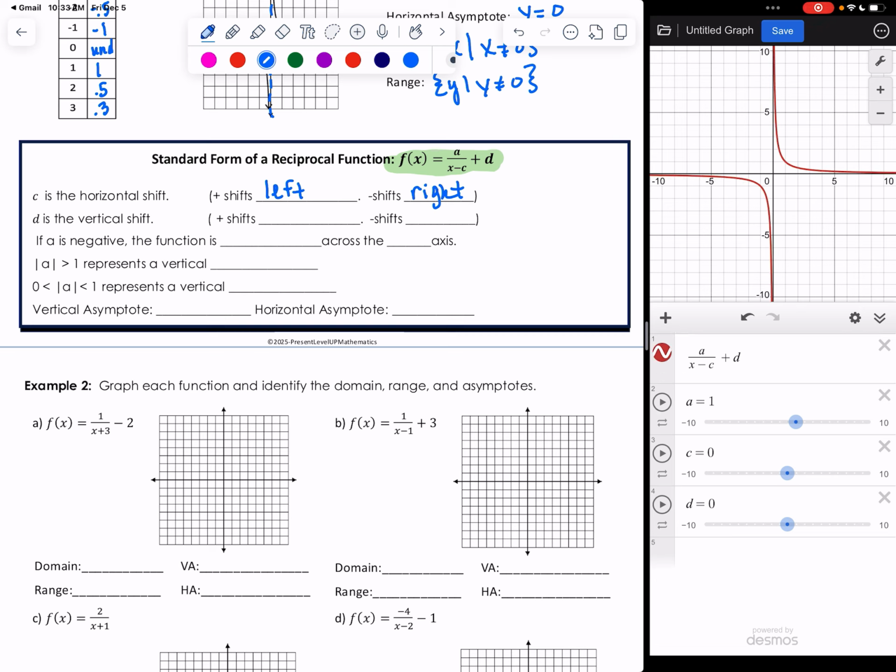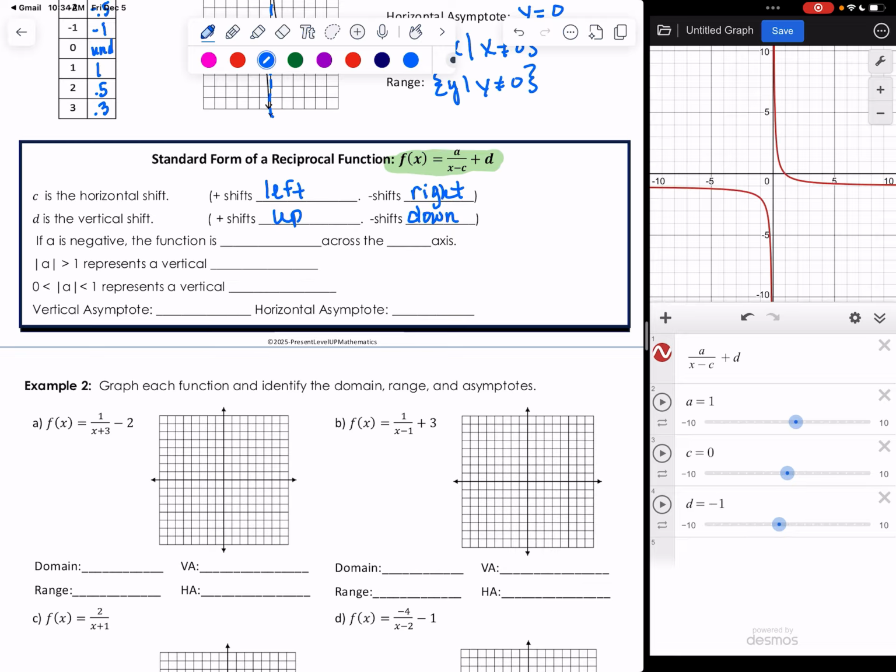Okay. Now, let's look at some vertical shifts. So d is the vertical shift. A plus would move the graph up, and a minus would shift the graph down. So let's explore that on the slider. So I will explore if d is bigger than 0. So notice how the branches are moving up. Now let's go back to 0. Let's look at what happens when they're negative. The graph simply shifts down. The shape remains the same. All right, so let's go back to 0.